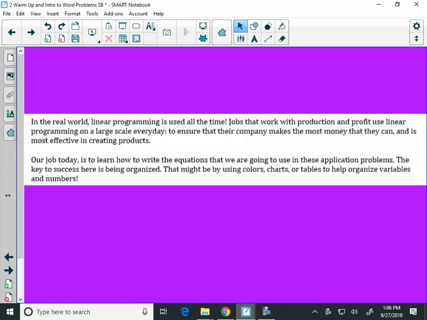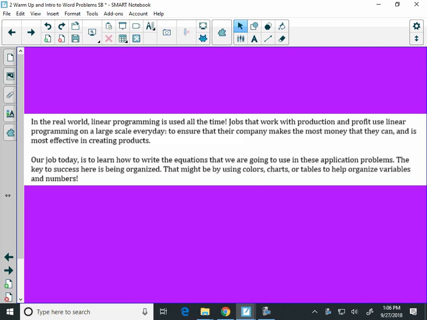In the real world, so outside of high school Algebra 2, linear programming is used all the time. We kind of mentioned that yesterday. I said in jobs that deal with production, like making things, and profit, so business, when you want to make money, they will use linear programming. They're not going to do it like you're doing it by hand, but they will create equations.